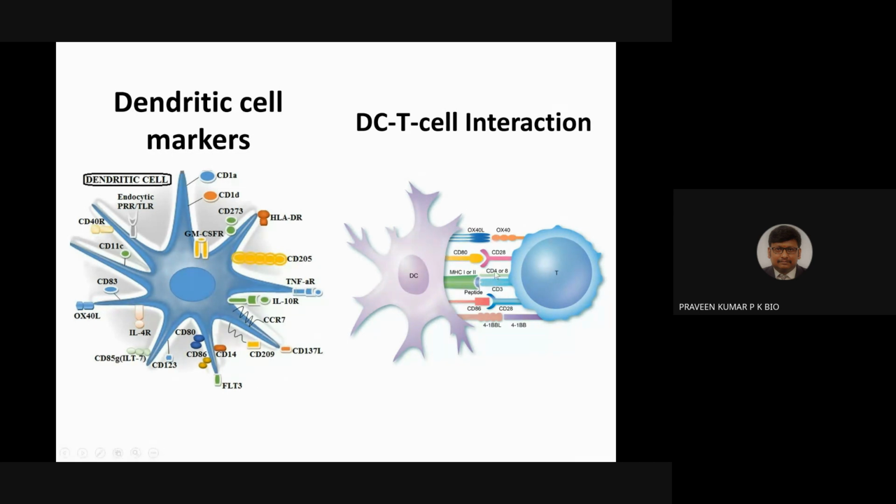MHC1 interacting with CD8, MHC2 interacting with CD4 is a common interaction. Of course, these interactions classify the types of cells: the cytotoxic or the helper T cell. This is also important, but the second most important is whether the T cell is getting activated or getting suppressed. Either you can get stimulation or suppression.